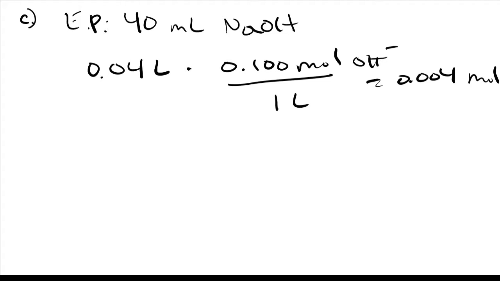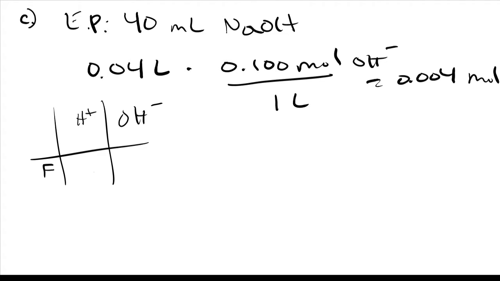There's no IAF table. You don't really have to do an IAF table. You could. If you did, you'd find out that you get 0 of both. So you're gonna get a final for both of these guys, hydrogen ion and hydroxide. You're gonna get a final of 0 for both of them because they fully neutralize.